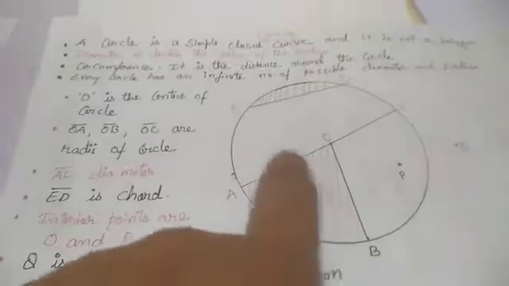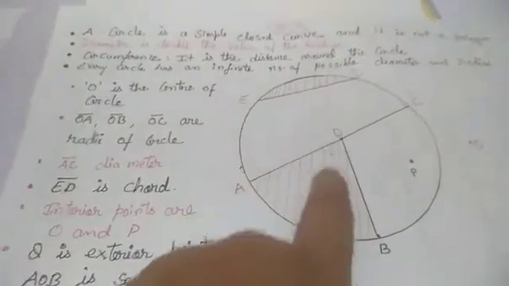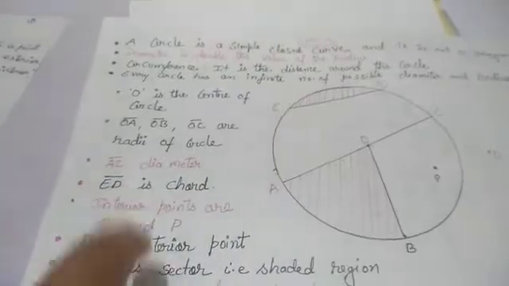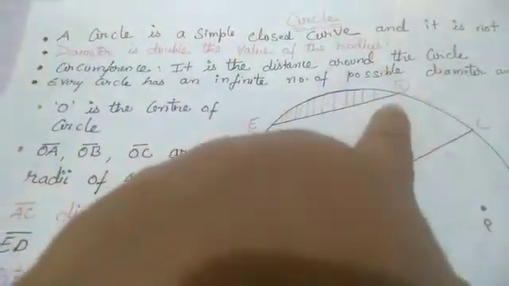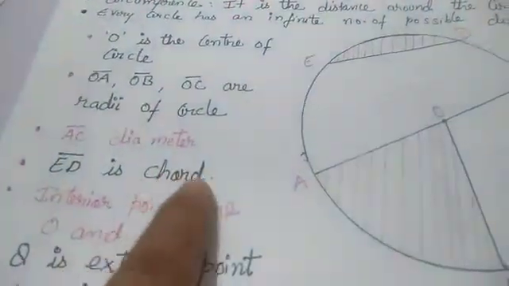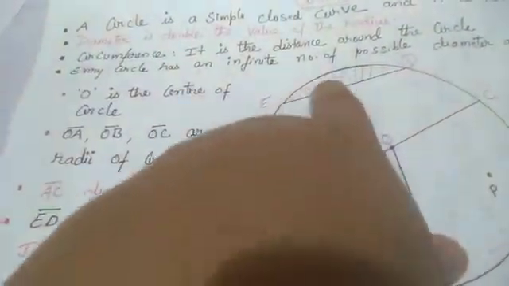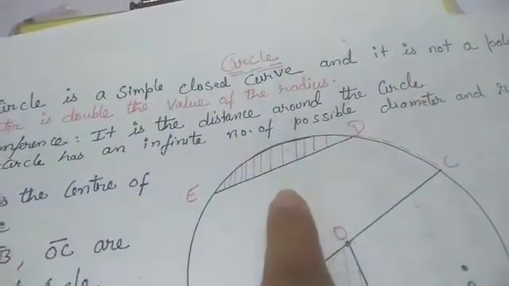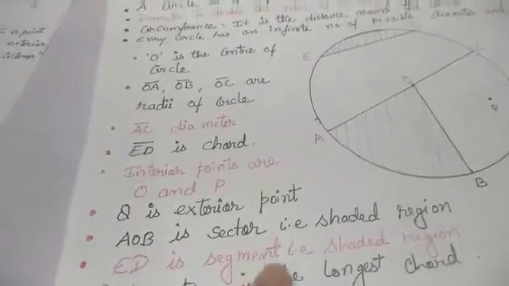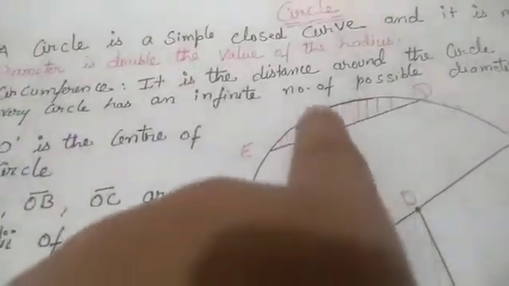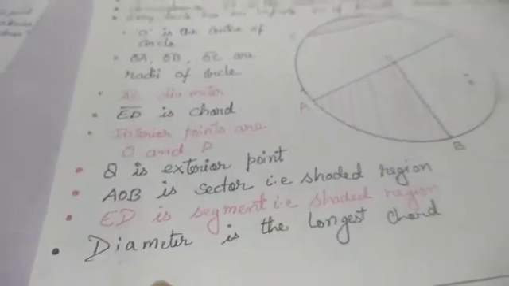Now we will just discuss the parts, giving one example of every part. ED in the form of a line segment is called a chord. But if we are talking about the shaded area between the arc and the line segment, it is called a segment. Now diameter is the longest chord.